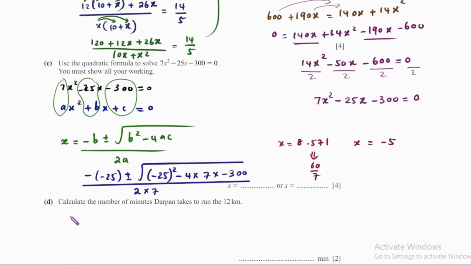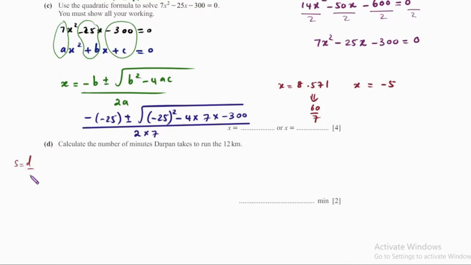Now, in the next part of the question, calculate the number of minutes Darpan takes to run the 12 kilometers, which means now we need to calculate the number of minutes taken. We already know speed is equal to distance over time. We know that the formula is 12 over time. Time is x, this is what we had previously as well. That means the value of x should be substituted with what we got here. I'm going to do 12 divided by this x, and replace it with 60 over 7, or I can write this complete decimal answer as well, so it gives us a more accurate answer.